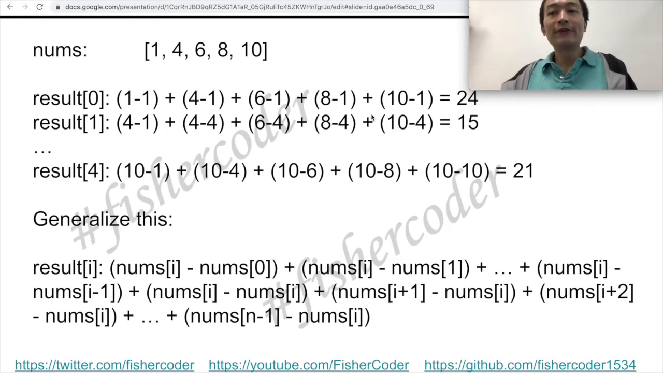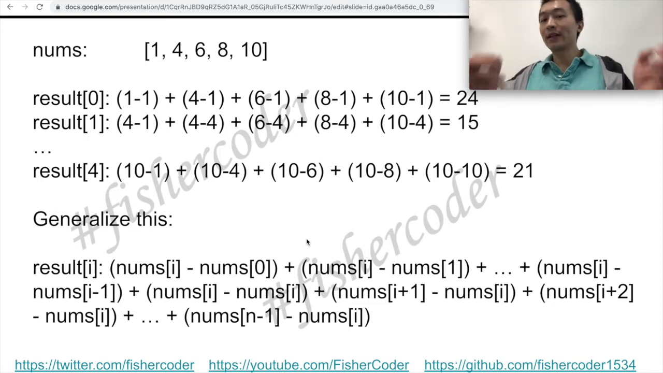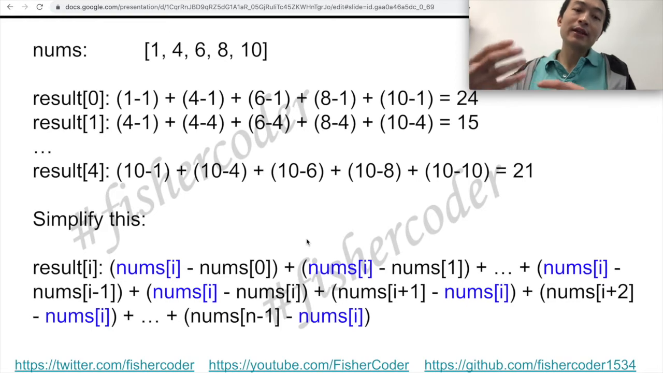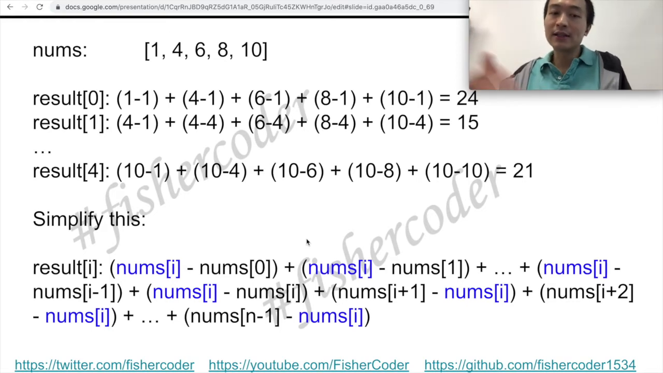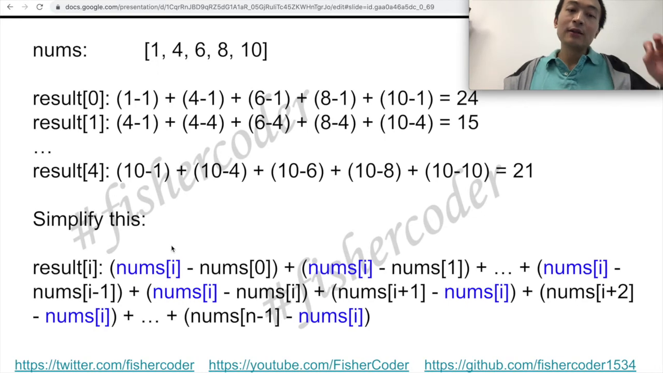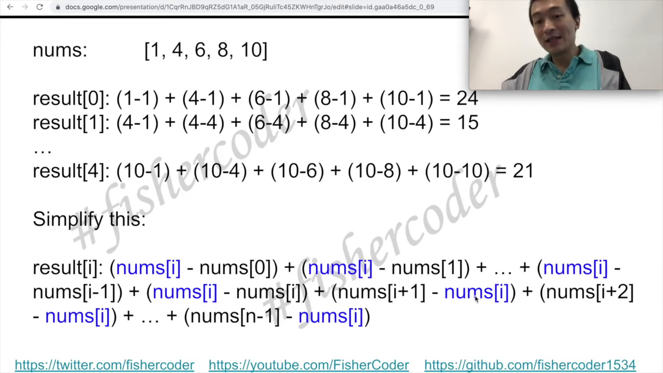So now can we further generalize or simplify this formula? Is there anything we can extract from it? Yes, we can, of course. So let's further think about it. Let's look at this formula from another perspective. There's a lot of nums I here, right? We have a lot of nums I by summing them up. All of these, they are positive, right? But then we also have negative nums I.